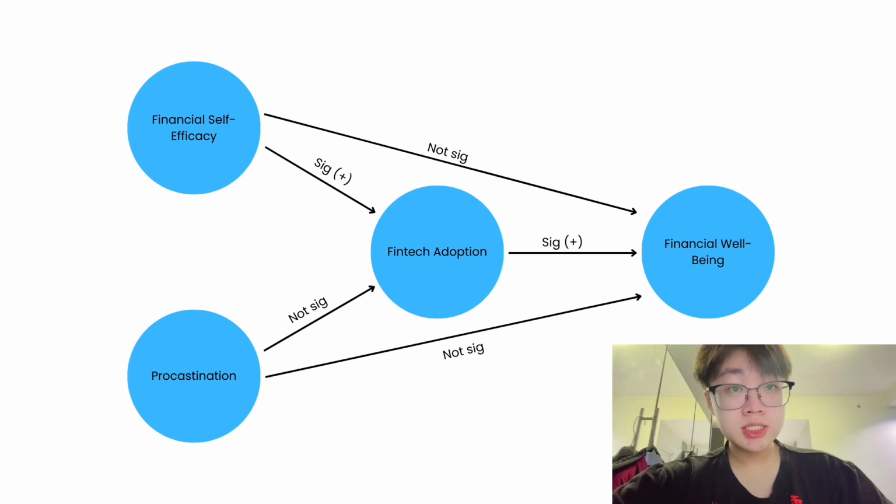So the conclusion is financial self-efficacy to fintech adoption and fintech adoption to financial well-being are significant. Meanwhile, financial self-efficacy to financial well-being, procrastination to financial well-being, and procrastination to fintech adoption are not significant.